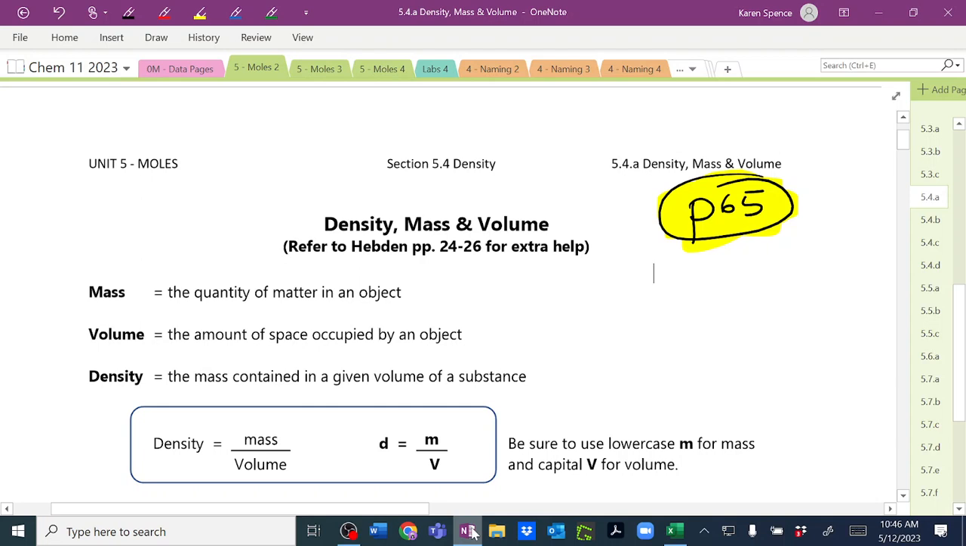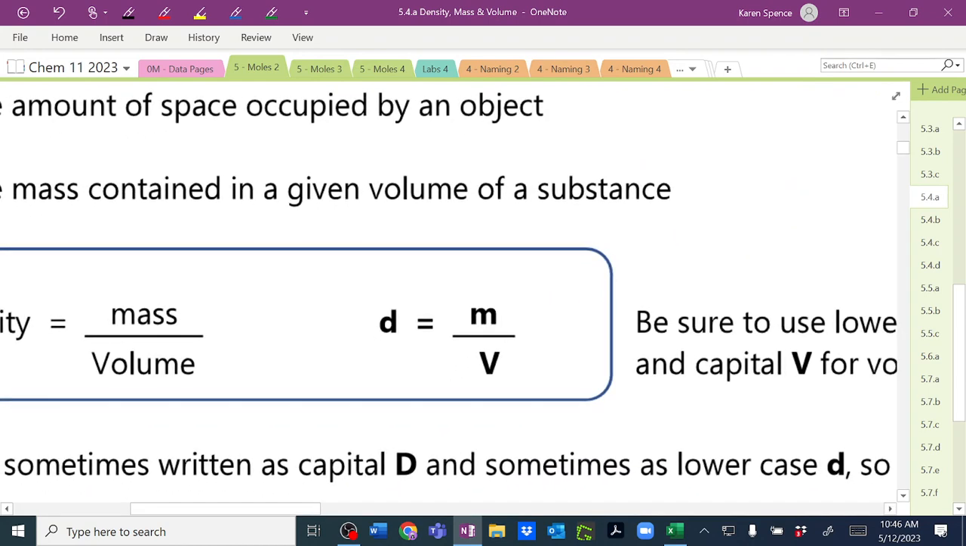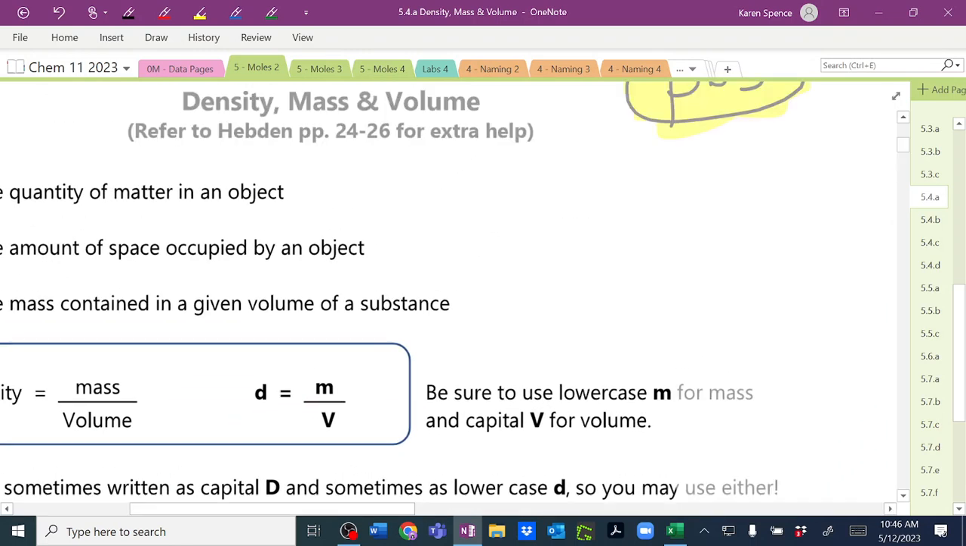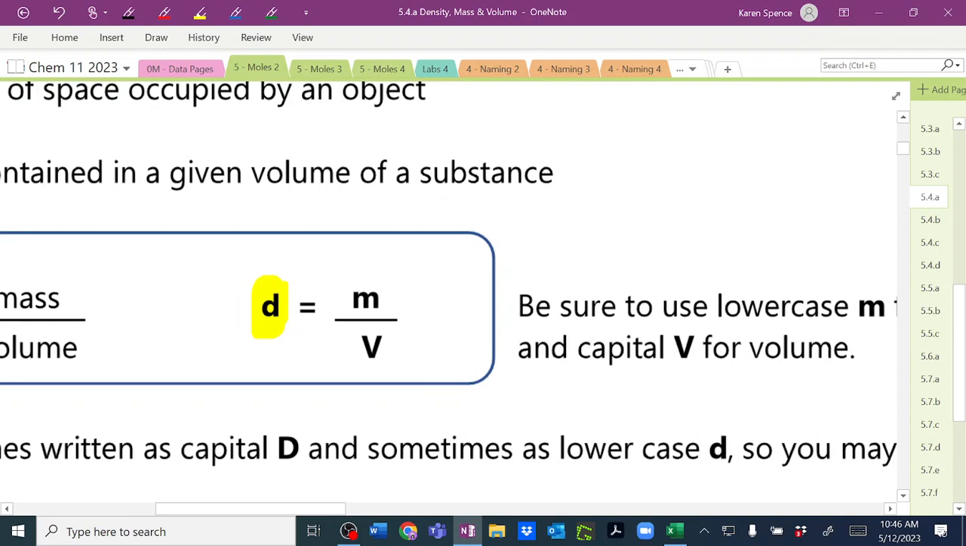Okay, I hope that you are familiar with the concept of density. Yes? All right, and density is mass over volume, so you are responsible for knowing D equals m over v, density equals mass over volume. Are we okay with that? Okay, excellent. Sometimes this can be a lowercase d or an uppercase D. You'll see it both ways.